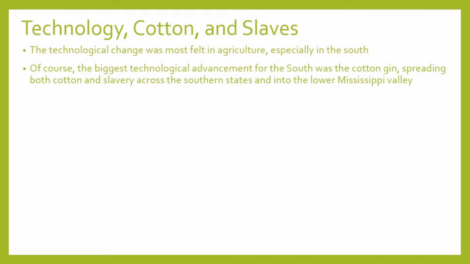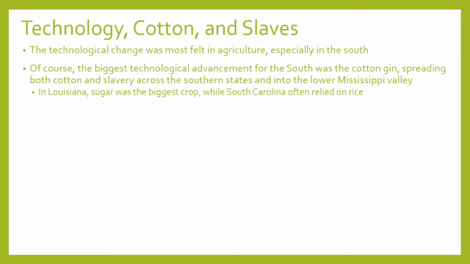However, because that part was now easy, they just started growing cotton everywhere, all across the southern states and then into the lower Mississippi Valley. However, they needed people to work the fields because the farmers sure aren't going to do that. So slavery spread rapidly throughout these regions.